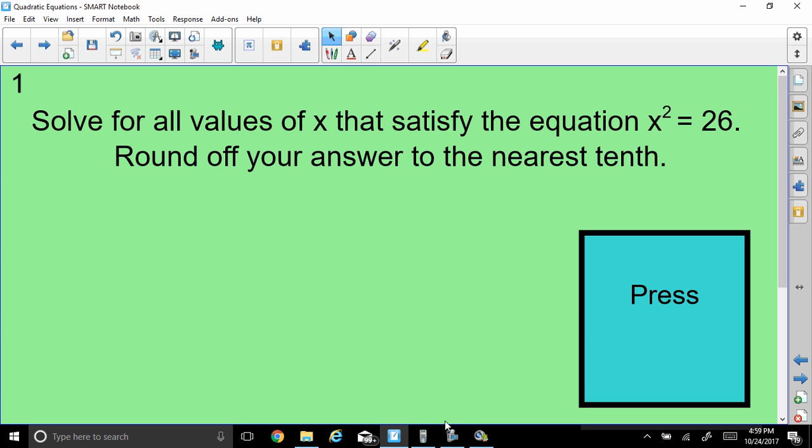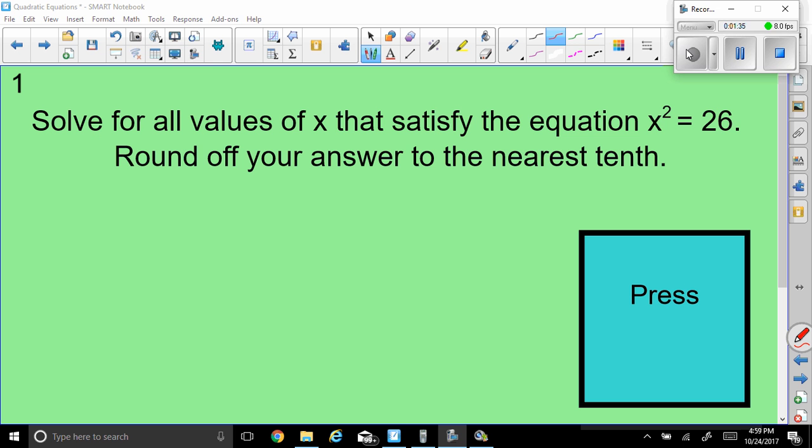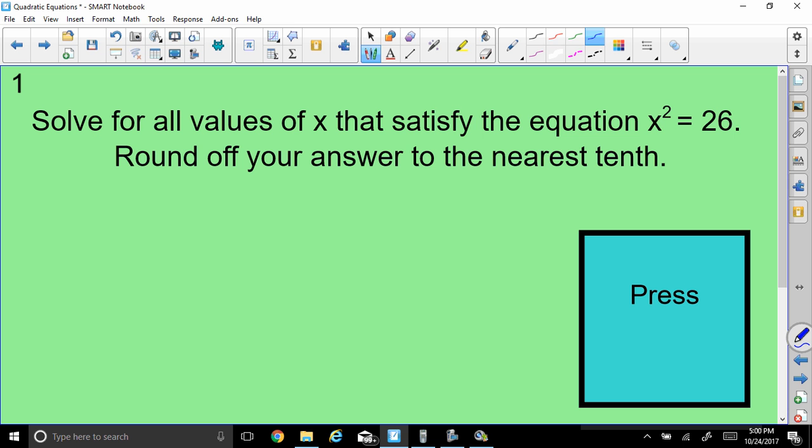Here's an example for us to try. So let's give it a shot. Solve for all values of x that satisfy the equation x squared equals 26. Round off your answer to the nearest tenth. So what we're going to do is follow the steps. We're going to rewrite our equation first and take the square root of both sides.